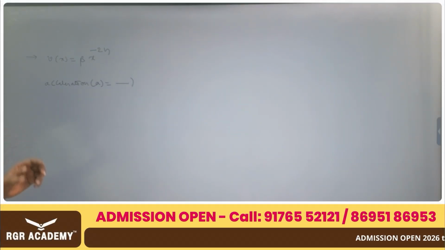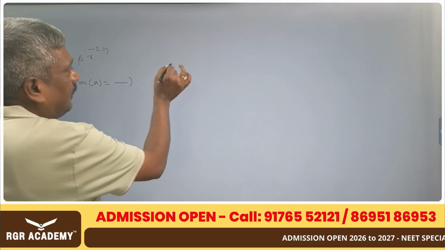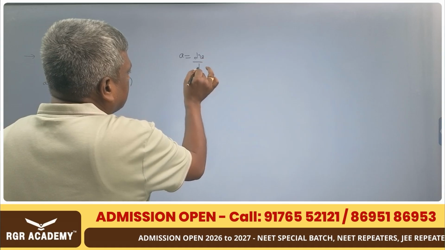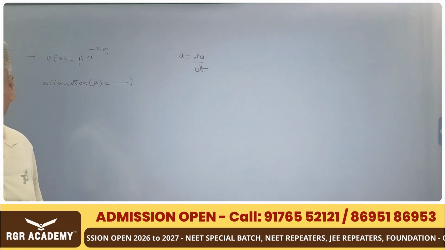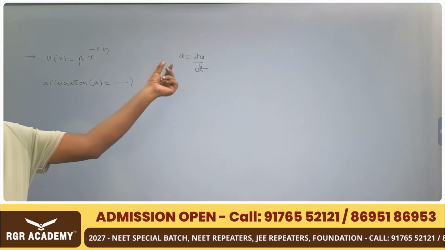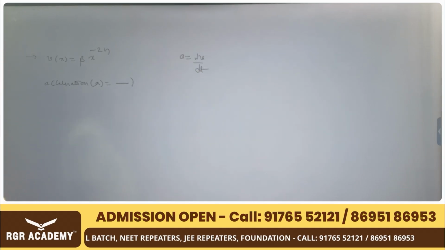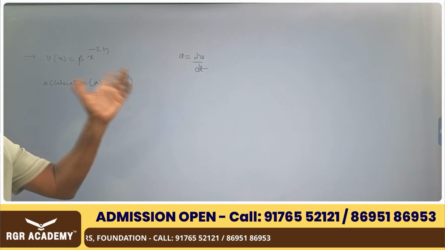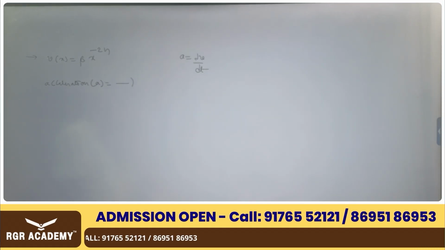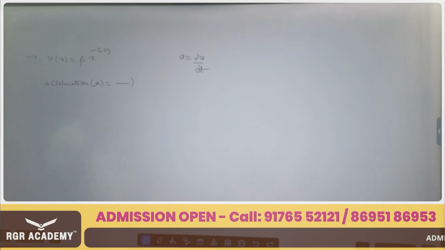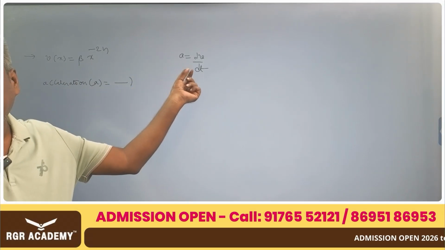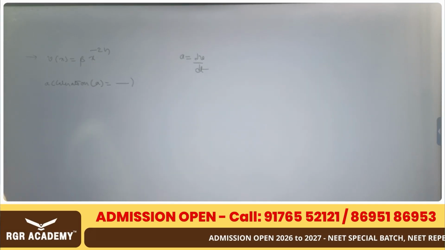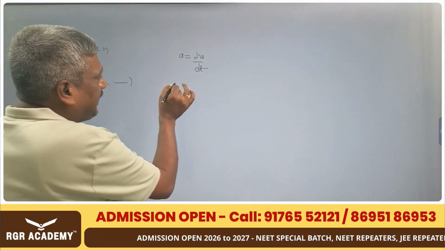Sometimes, one more general formula. The acceleration is what? The rate of change of velocity. The rate of change of velocity is called what? Acceleration. A is equal to dv by dt. You can write like this. But here, differentiation with respect to time is not given directly always. But A is equal to dv by dt.